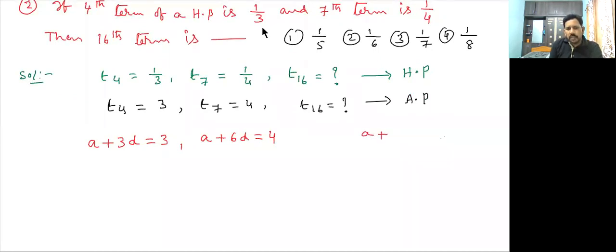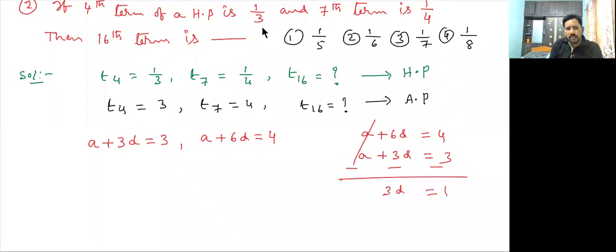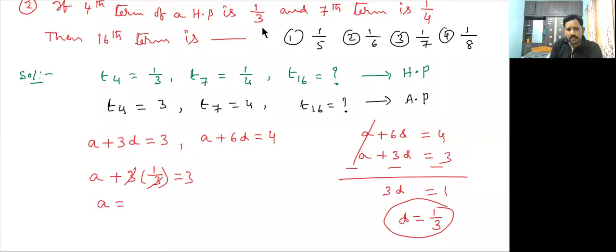Subtract here. A plus 6D is equal to 4. A plus 3D is equal to 3. Subtract both, minus, minus, minus. These two cancel. 6 minus 3, 3D, that is equal to 1. So the D value is 1 by 3. Substitute here. A plus 3 into 1 by 3 is equal to 3. The 3s cancel and 1 goes to the right-hand side, so it will be 2. A is 2, D value is 1 by 3. Now we need to find T16.